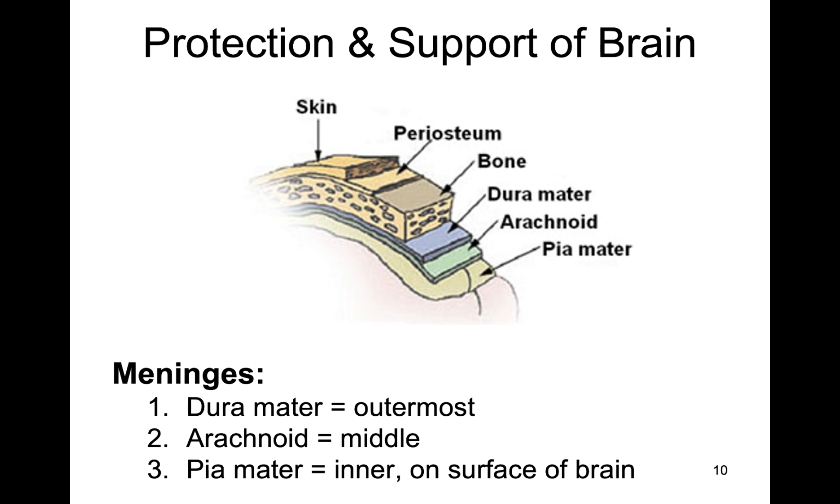Mater means layer, and arachnoid refers to a spider, so it looks like a spider web. And then the pia is the innermost layer, and it's going to be directly on the surface of the brain.